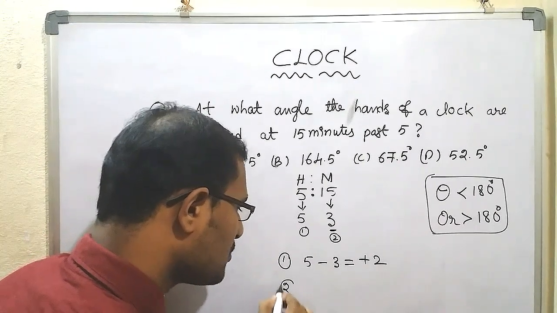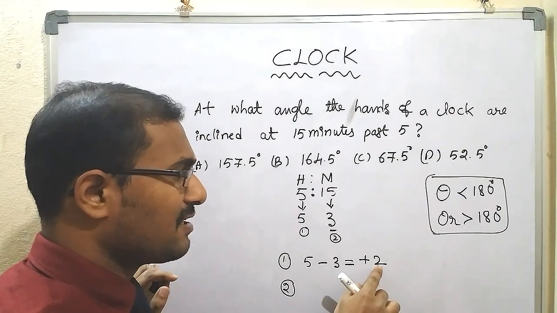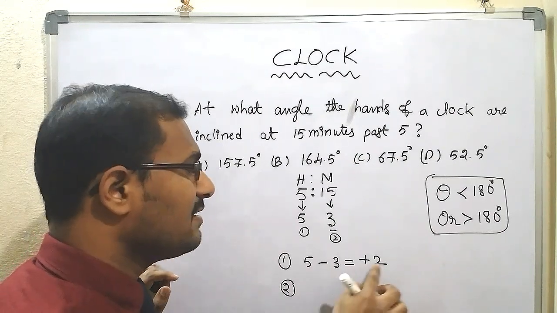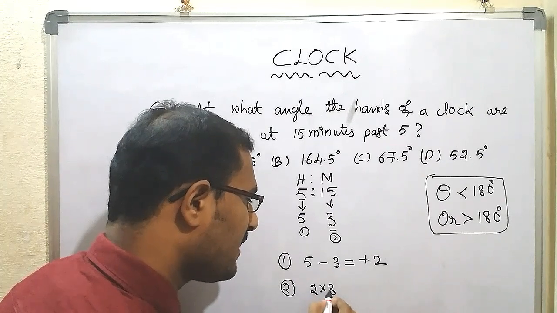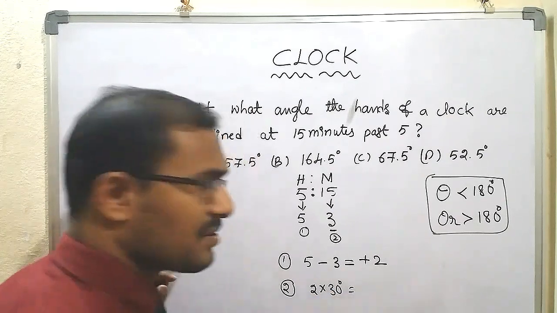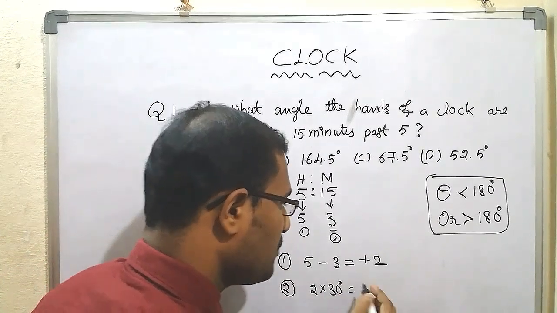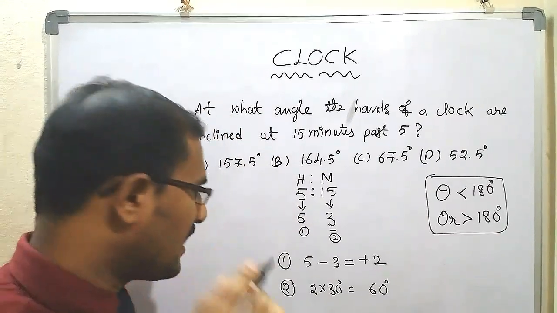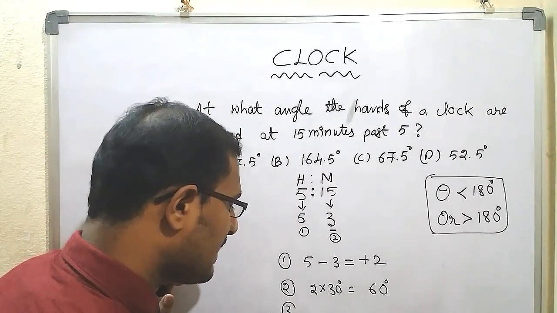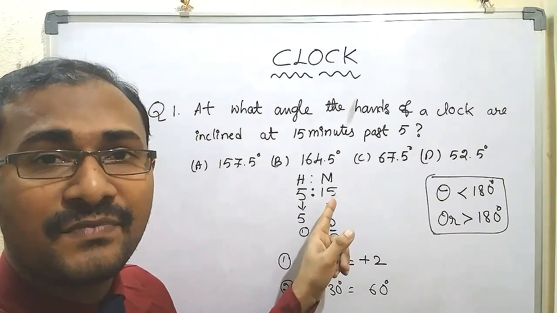Now step number 2. Take this number, whatever number you get here, 5 minus 3, which is 2, and multiply it by 30 degrees. 2 into 30 degrees is 60 degrees. Now step number 3: what are the minutes in the given time?